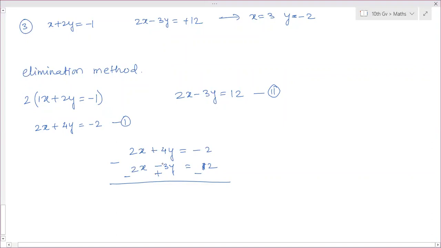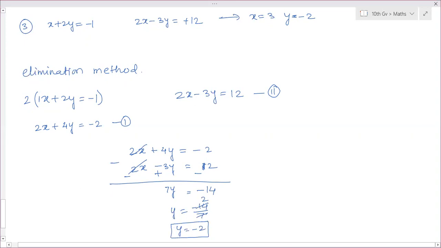Now these new signs will be applicable for the second equation's coefficients. Now 2x minus 2x will become 0, that means this gets cancelled. 4y plus 3y will become 7y. And minus 2 minus 12 will become minus 14. So 7y is equal to minus 14 we got. So y is equal to minus 14 by 7. Seven twos are 14. So y is equal to minus 2.